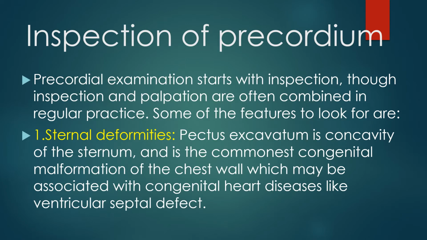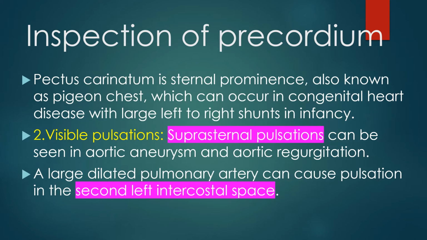Precordial examination starts with inspection, though inspection and palpation are often combined in regular practice. Some of the features to look for are sternal deformities like pectus excavatum, which is a concavity of the sternum and is the commonest congenital malformation of the chest wall, which may be associated with congenital heart diseases like ventricular septal defect. Pectus carinatum is sternal prominence, also known as Pigeon chest. This can occur in congenital heart diseases with large left-right shunts in infancy.